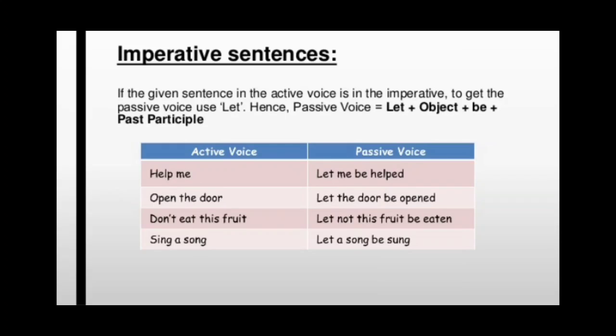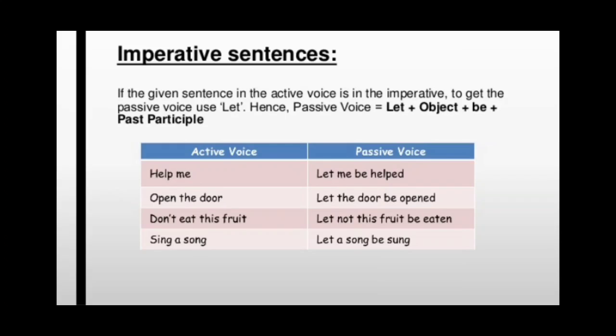The next sentence, don't eat this fruit. As it is in the negative form in an imperative sentence, you have to change into negative. So, let not this fruit be eaten. Then the next sentence, sing a song. Let a song be sung. This is the way you need to change an imperative sentence from active to passive. The structure is let plus object plus be plus past participle, that is the verb 3 form of the verb, children.